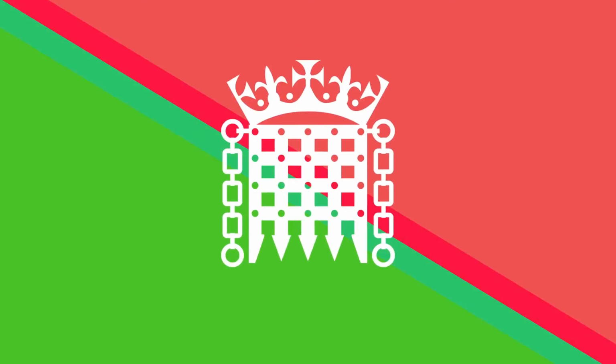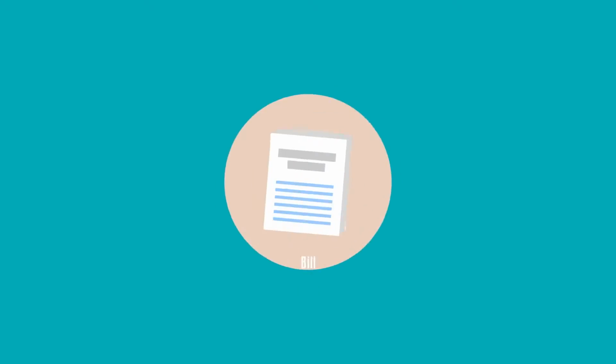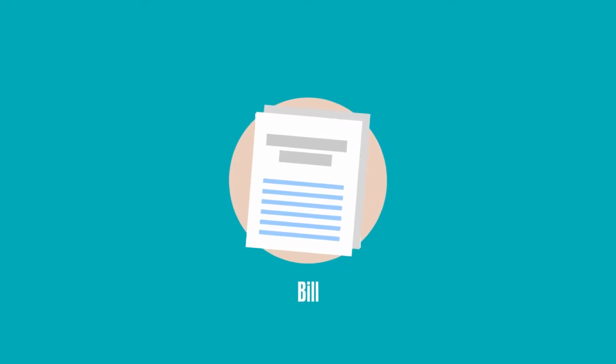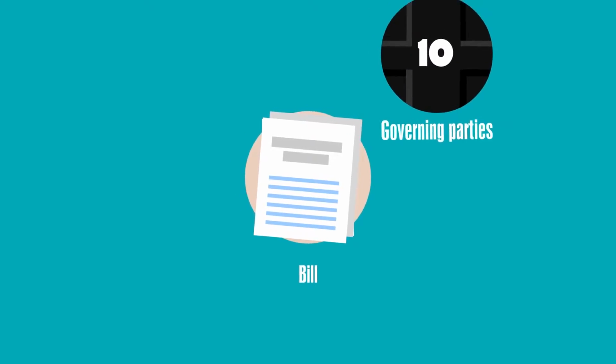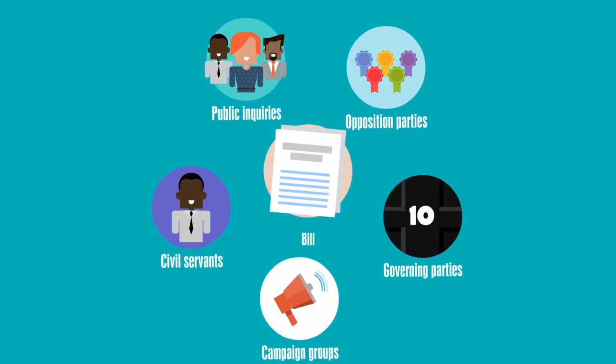Both houses in Parliament share responsibility for making and shaping laws. But where do laws come from in the first place? A bill is a proposal for a new law, or to change an existing law, and comes from lots of places, like governing and opposition parties, public inquiries, civil servants or campaign groups.